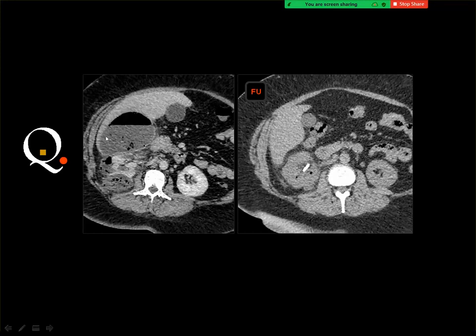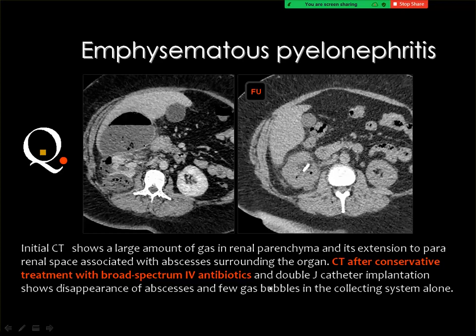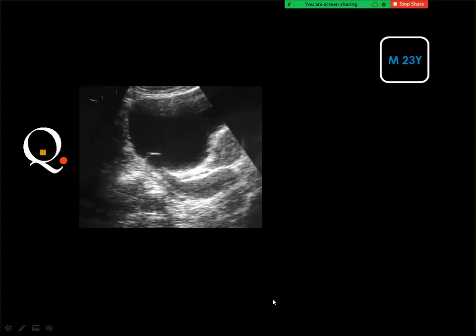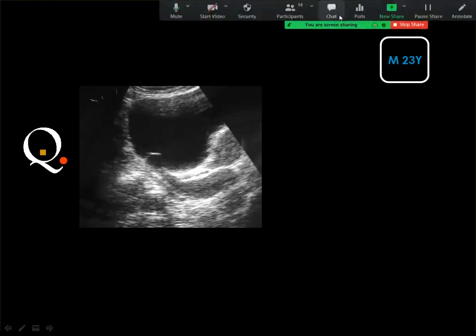The collection showed marginal enhancement and multiple air loculi as well as an air fluid level, and this is diagnostic of perinephric abscesses and emphysematous pyelonephritis, and this is the follow-up after conservative treatment by antibiotics. Then I would like all of you to take into consideration the possibility of inflammatory renal diseases and not jump on the diagnosis of renal cell carcinoma unless you have positive findings for the diagnosis.